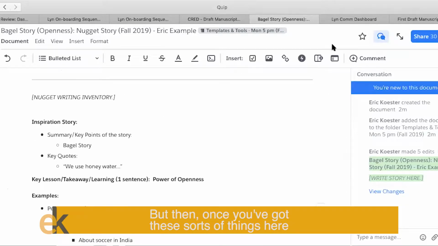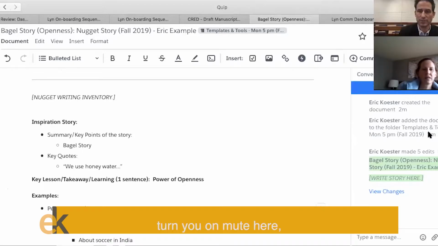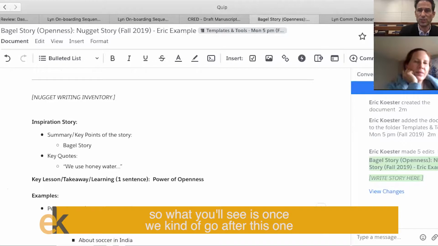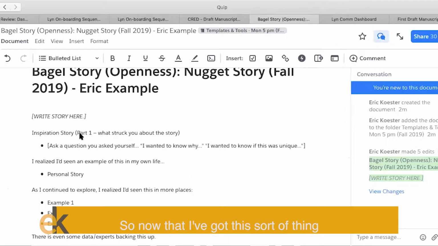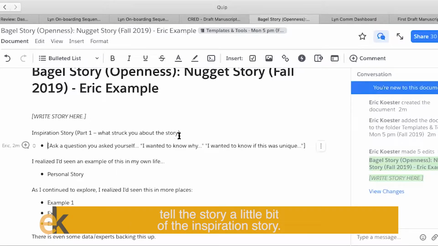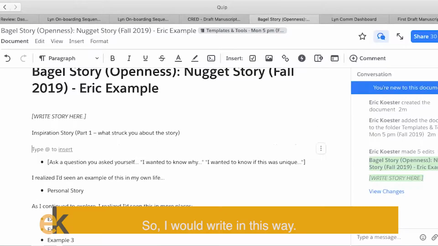But once you've got these things here, you'll see very quickly that you can take these pieces and fill it in. Now that I've got this, I can lay out the story. As I write it here, I can start my inspiration story, what got me excited about this story, and I can tell the story. You want to ask this question here, tell a little bit of the inspiration story. So I would write it in this way.